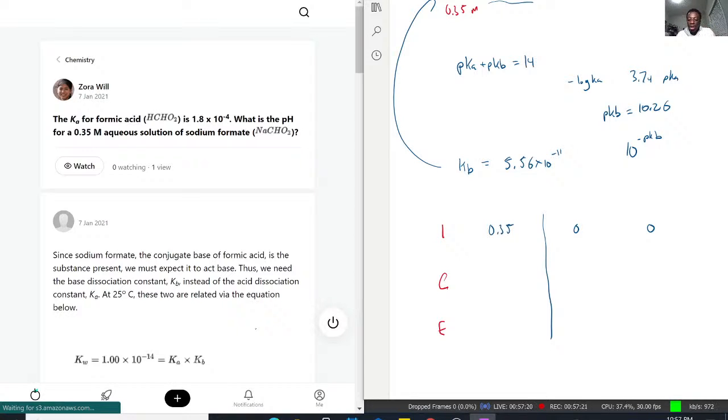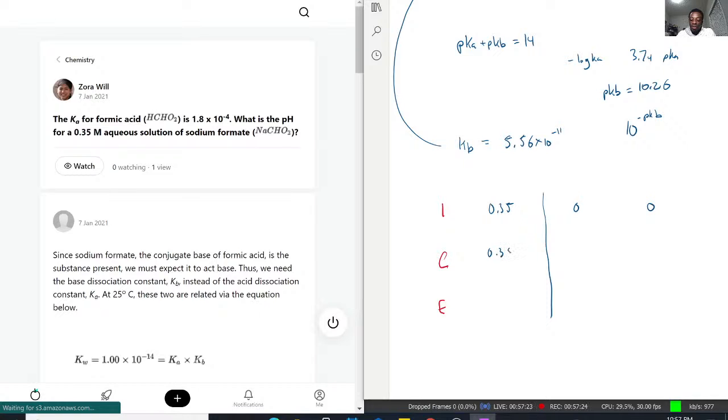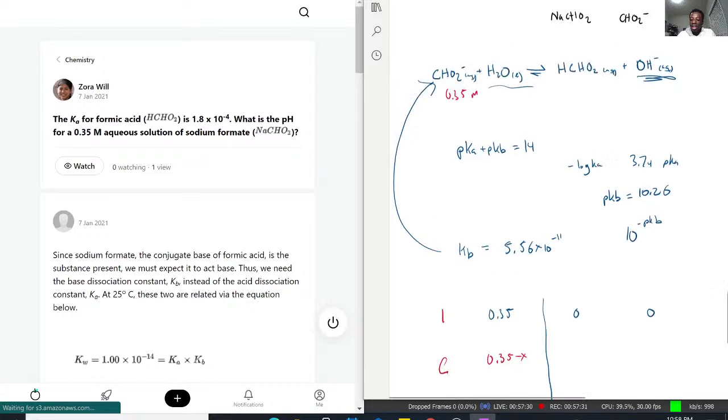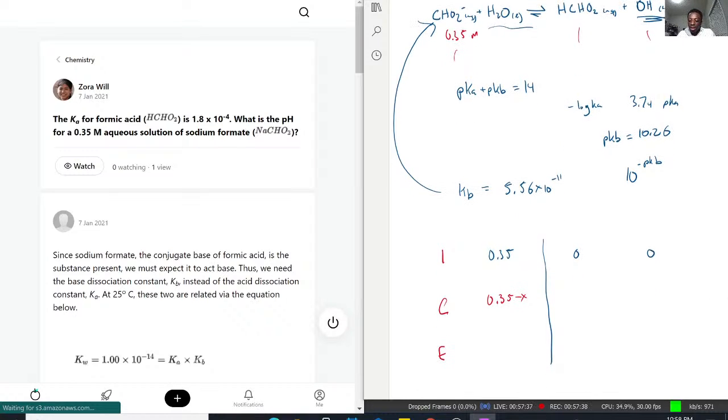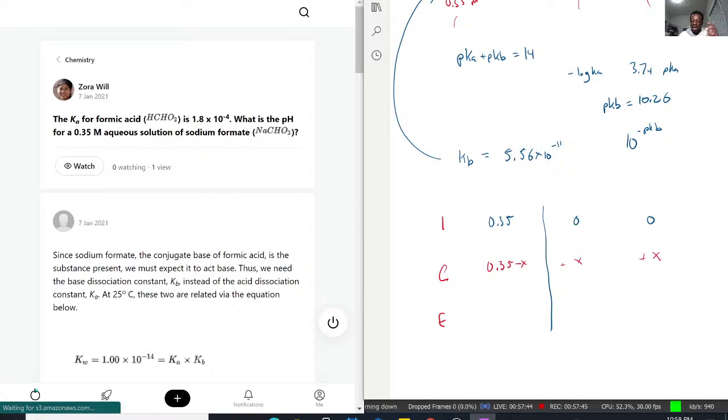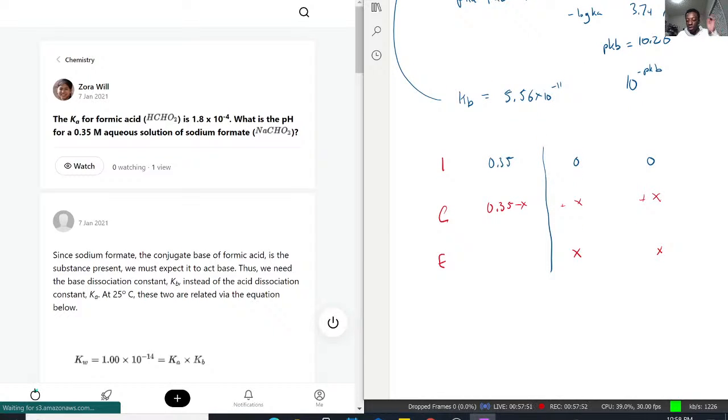Now we have 0.35 minus x as the change, because for every piece it loses, based on this formula, it's a 1 to 1 to 1 ratio. For every one lost here, one of each is gained, so plus x and plus x here. In the equilibrium, this is where it plays into effect. Because the 0.35 was such a big number compared to the Kb value, we have a rule: if the concentration is more than 1,000 times greater than the Ka or Kb, we don't factor that in. It's negligible. So we really just have almost 0.35 again as the equilibrium.